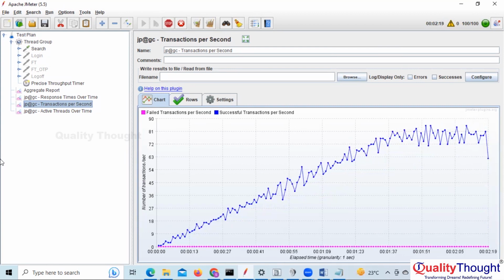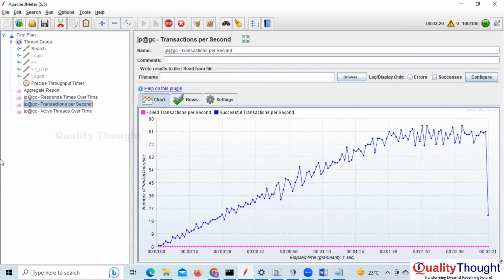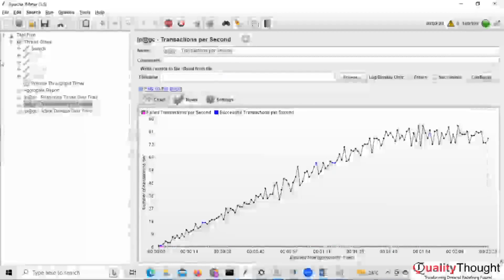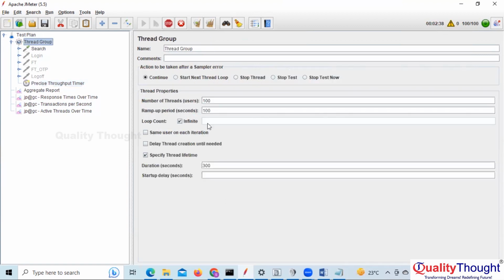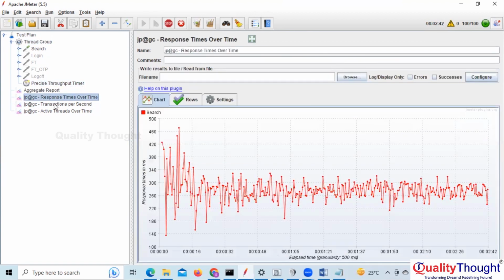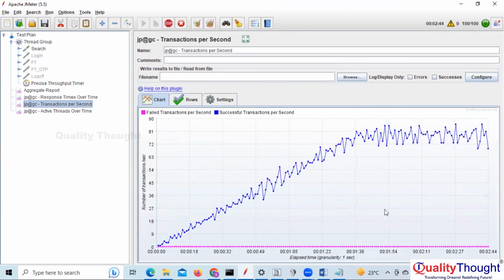But previously with the same search we achieved how much? 200. Even in precise throughput timer also I gave 200. Previously it reached 360 and dropped to 200, and it achieved around 200 throughout the test. And I didn't change the number of users also, 100. Everything is same, but why are we achieving less this time?